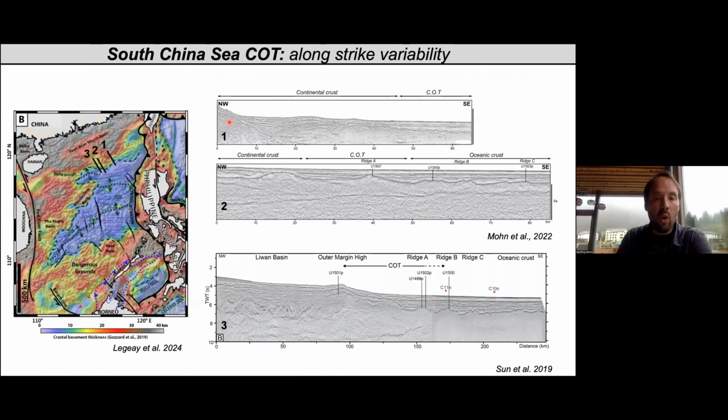Now, if we go to the core of the talk and have a closer look at the northern margin of the South China Sea, here, thanks to very high quality seismic data, we can image the continent-ocean transition zone.